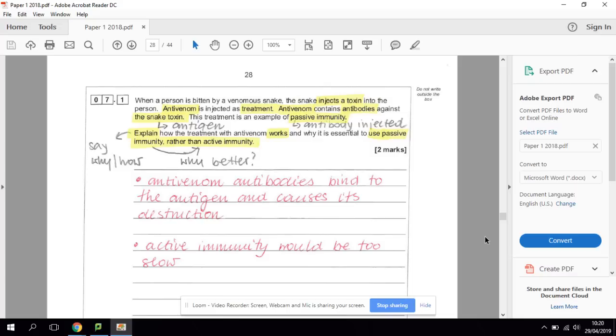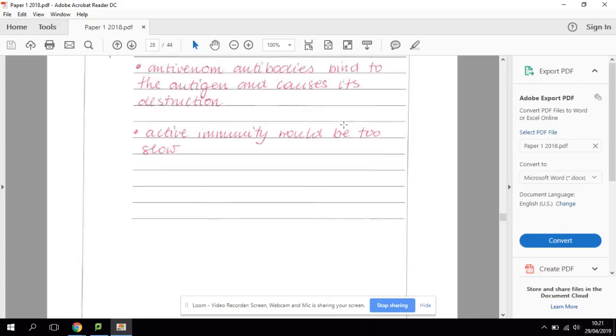So explain how the treatment of this antivenom works, and why it is essential to use passive immunity rather than active immunity. So in other words, why passive would be better. Antivenom antibodies bind to the antigen, and it causes its destruction, because that's the function of antibodies, causing destruction of antigen. And active immunity would be too slow. Why would it be too slow? Because they would produce their own antibodies, while here you're just injecting in passive immunity, right?